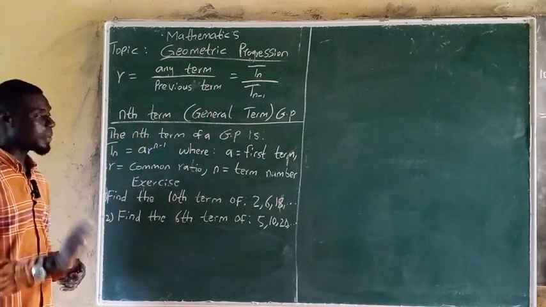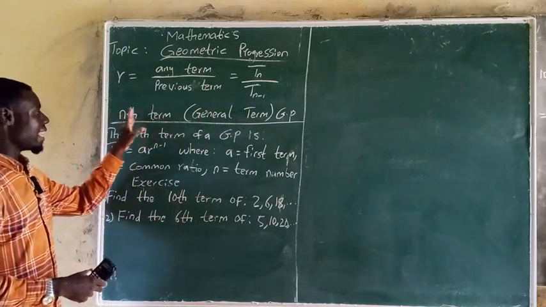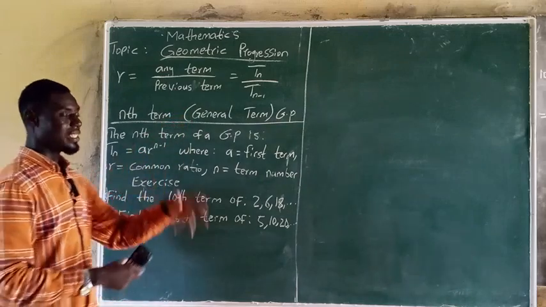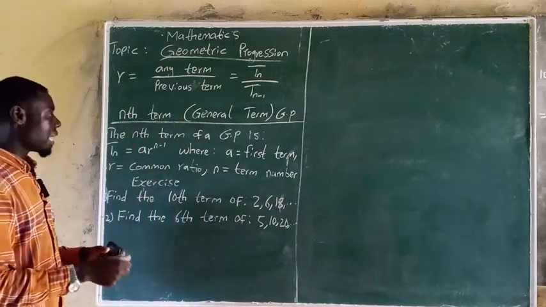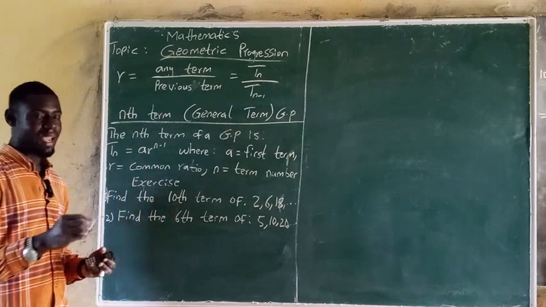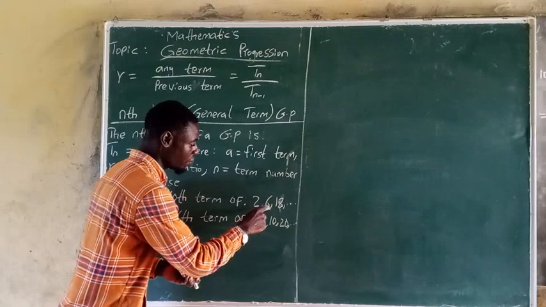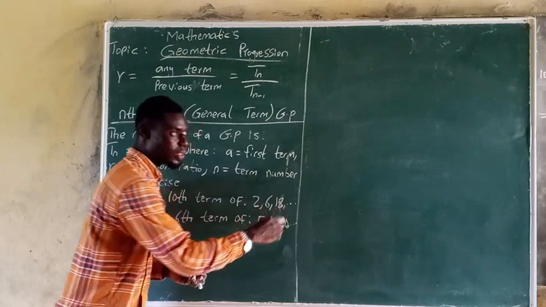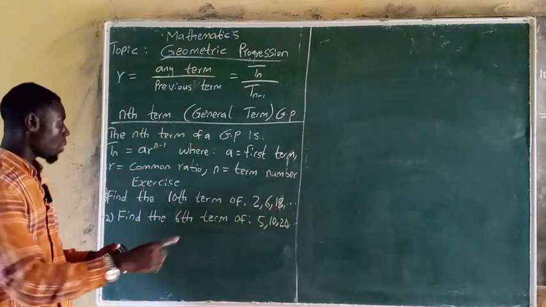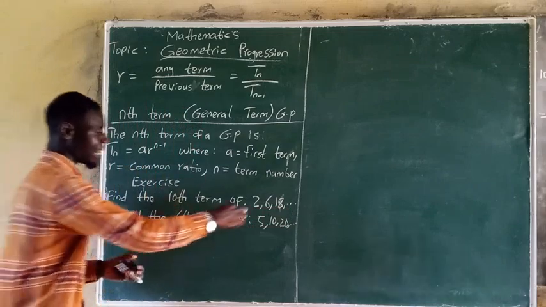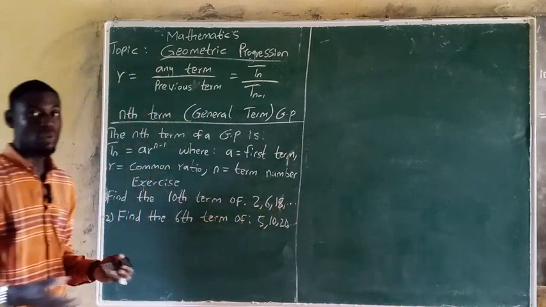Now, on this aspect, we are going to talk about finding the nth term of a GP. For example, let's see this exercise: 2, 6, 18. The next one after 18, we don't know. But now they want us to find the 10th term, that is the 10th number, which we don't know.